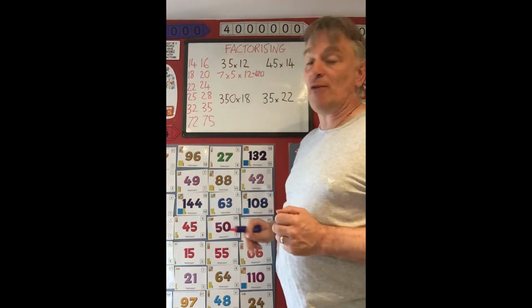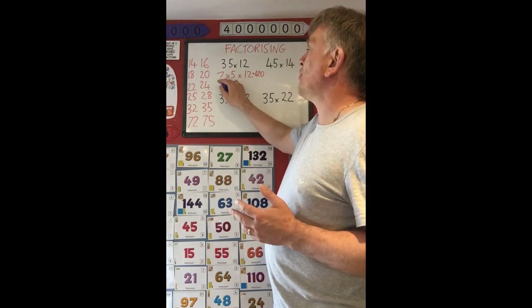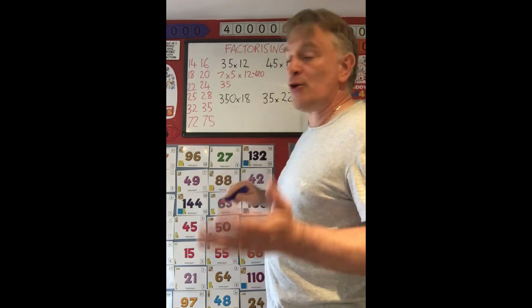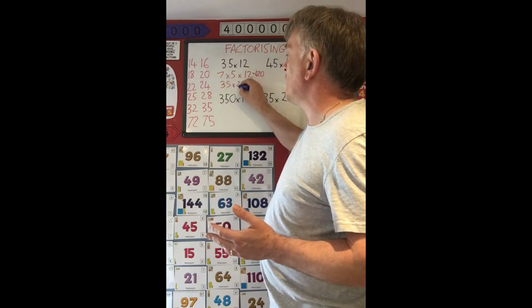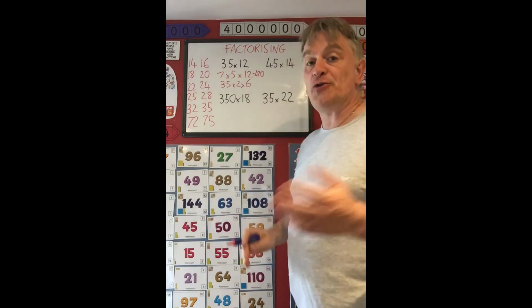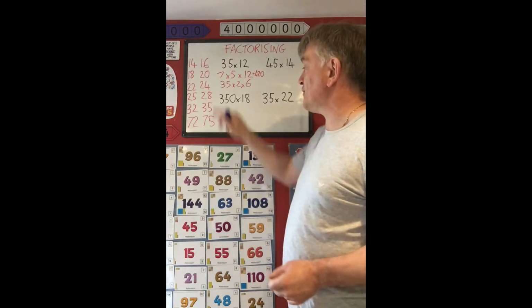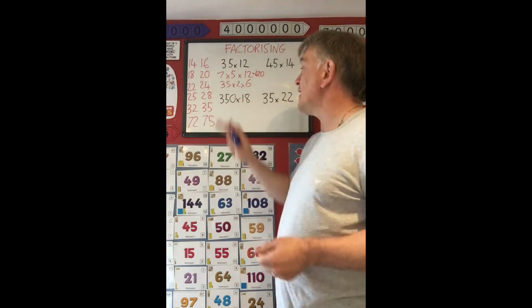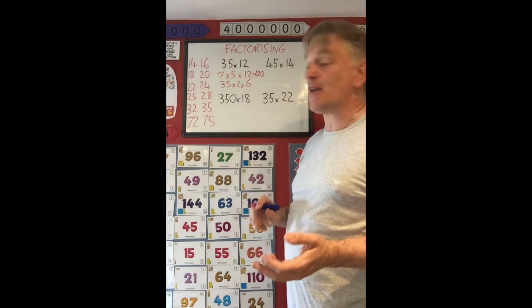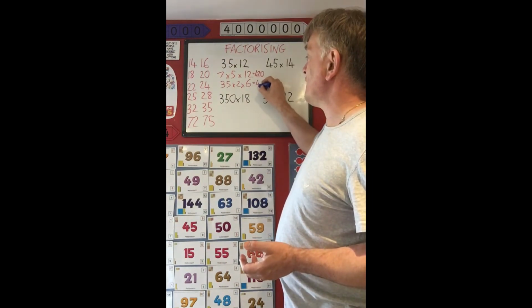Let's factorise the 12, and we're going to read this one in the correct way. 35, and we're going to make that 12, 2 times 6. Suddenly, we've got a very, very easy calculation. 35 doubled is 70, and then we end up again with 70 times 6 is 420.